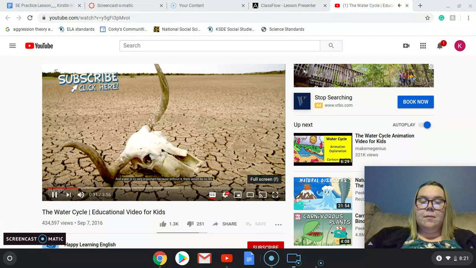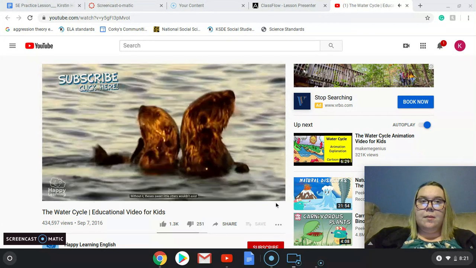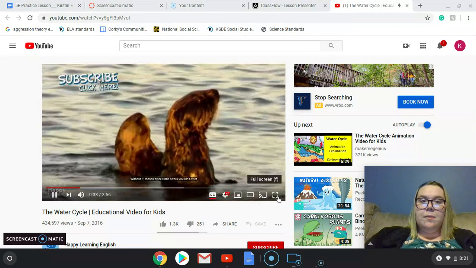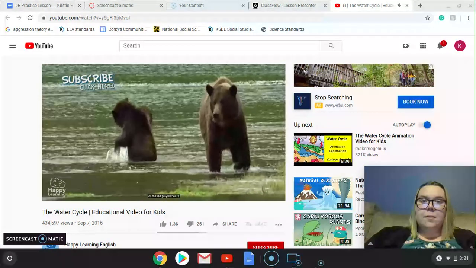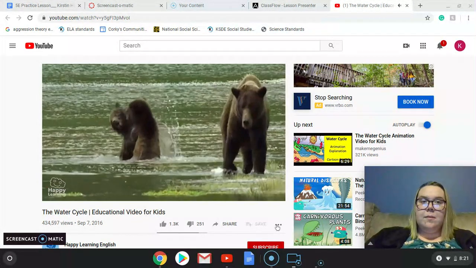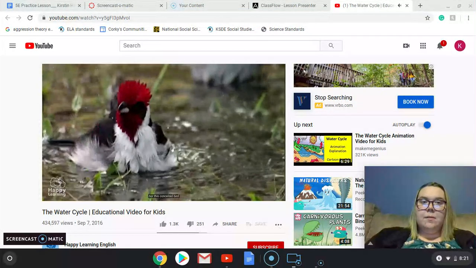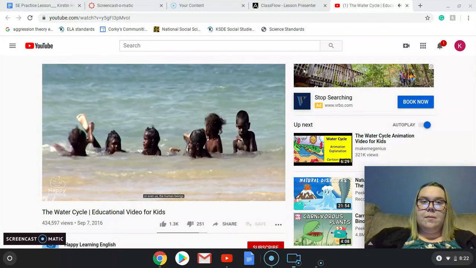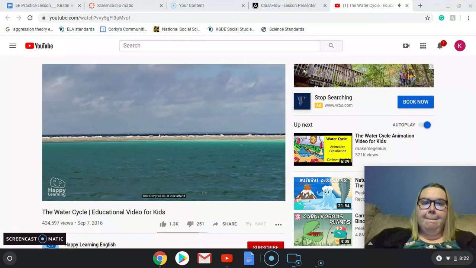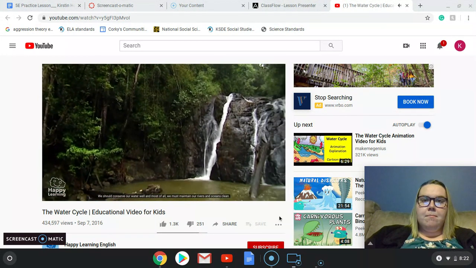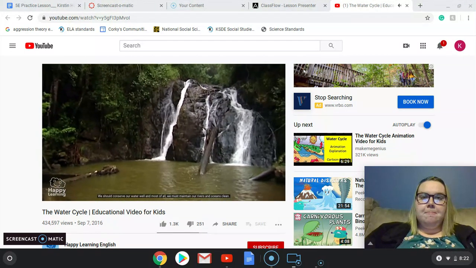Without it, these sweet little otters wouldn't exist. Or these playful bears. Nor this conceited bird. Or even us, the human beings. That is why we must look after it. We should conserve our water well. And most of all, we must maintain our rivers and oceans clean.